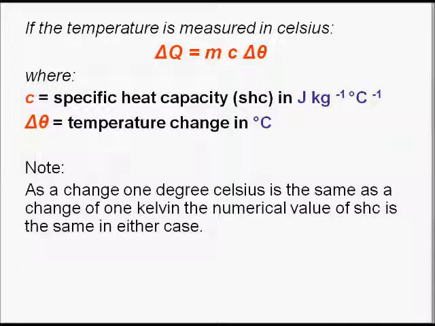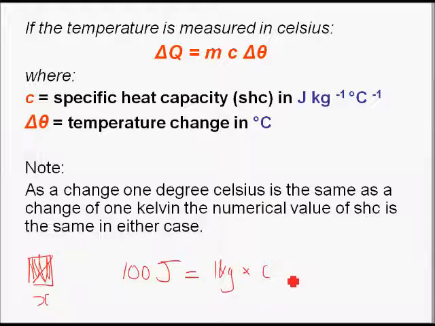So let's just look at a little example. Let's say I've got material X. Okay, and I'm going to give it 100 joules of energy. And I've got 1 kilogram. Let's say if I heated up 1 kilogram of it and I gave it 100 joules and I measured its change in temperature, let's say it went up by 4 degrees Celsius.